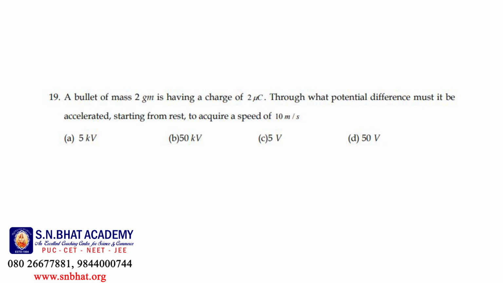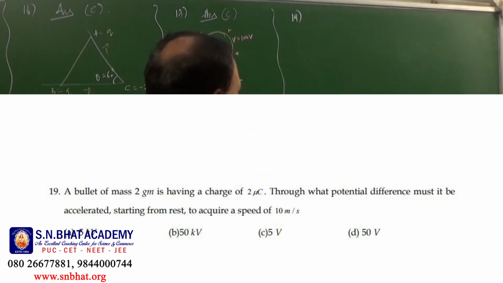The question is, a bullet of mass 2 gram having a charge of 2 microcoulomb, through what potential difference must it be accelerated starting from rest to acquire a speed of 10 meter per second. Look how nice it is. A mass of 2 gram is having a charge of 2 microcoulomb.